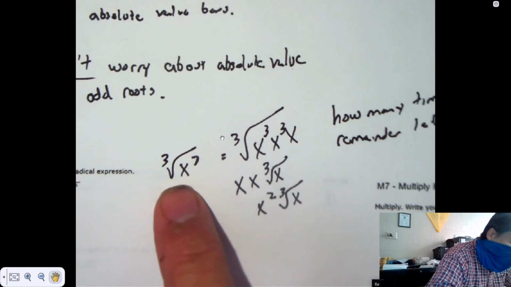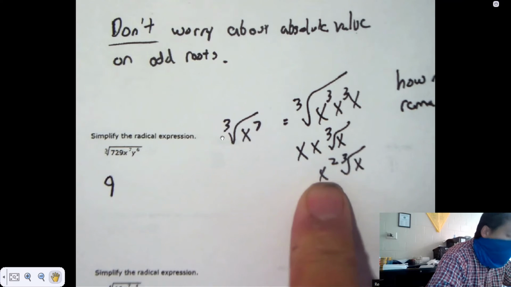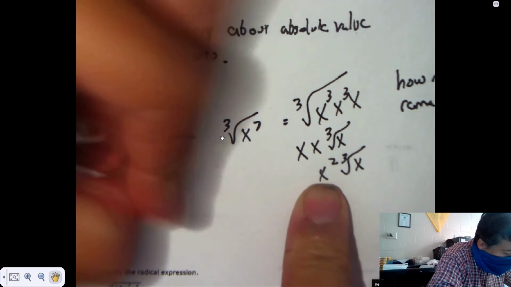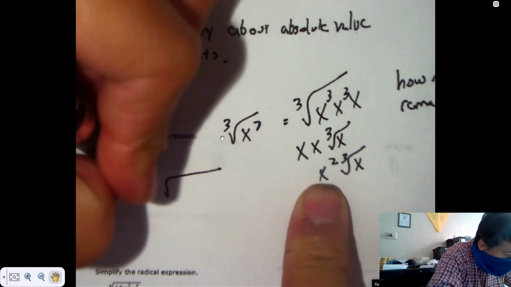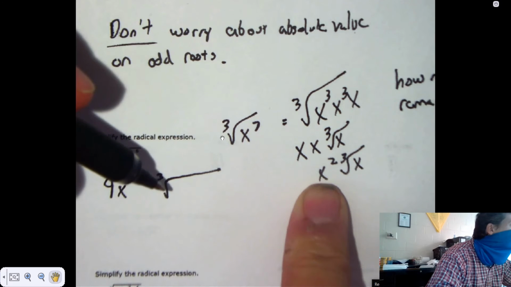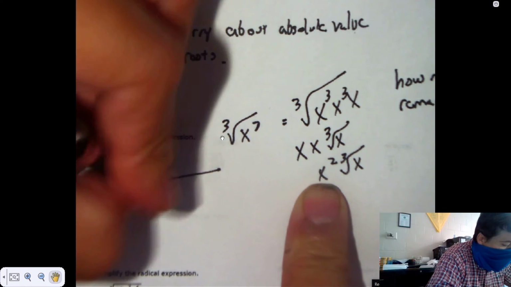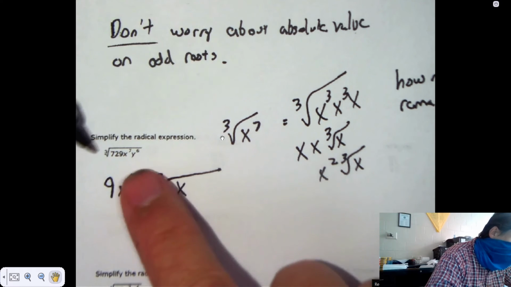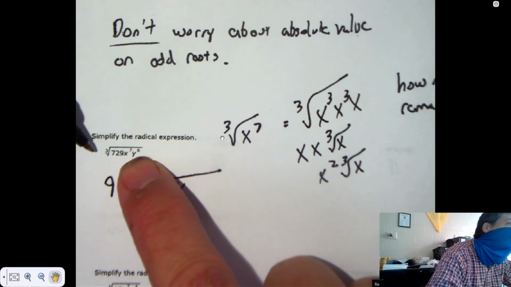Anyways, back to my little example. We were able to pull out an x squared. I'm going to leave a little space before I rewrite that radical, because there's still a y to worry about. What was left inside that radical? X. So now we're on to the cube root of y to the sixth.